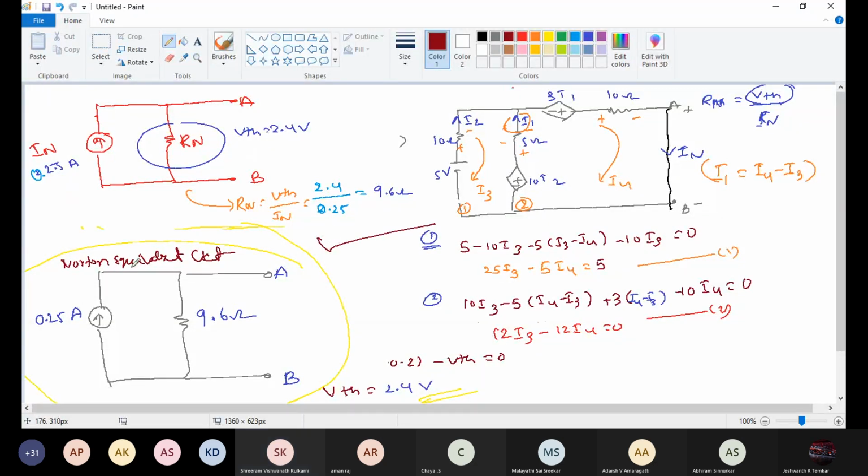Understood? Yes? Now you are able to solve the problems with dependent as well as independent sources, right?